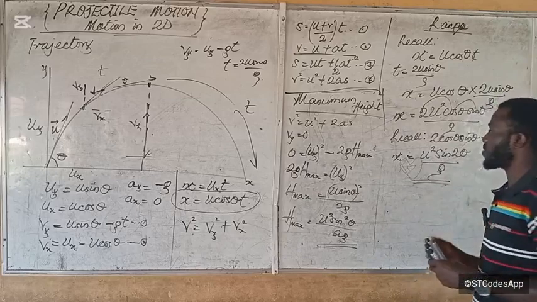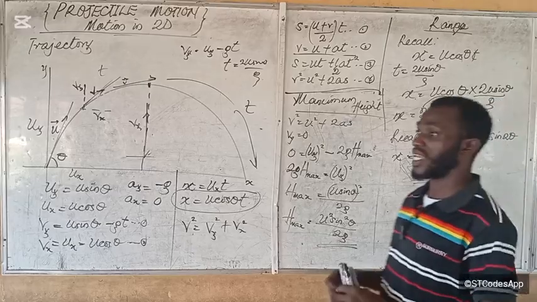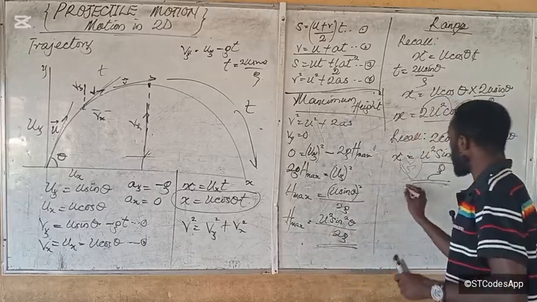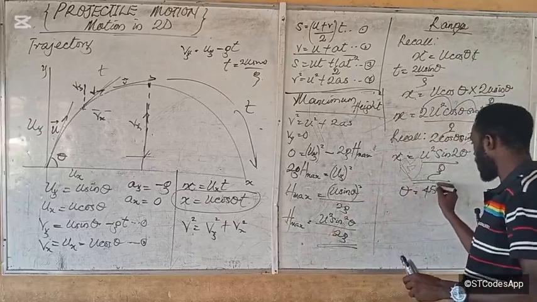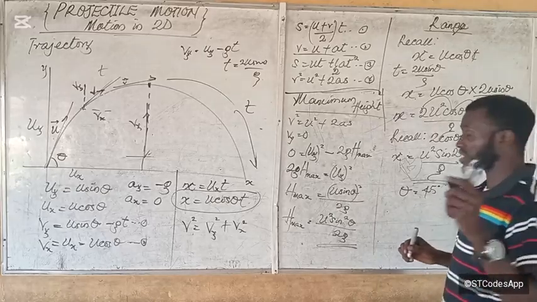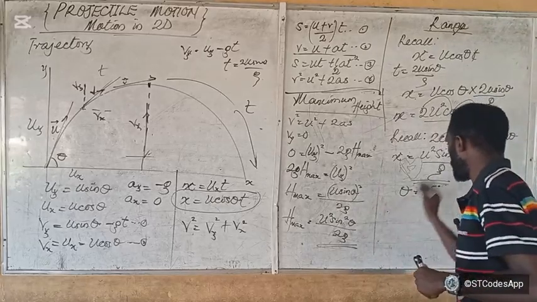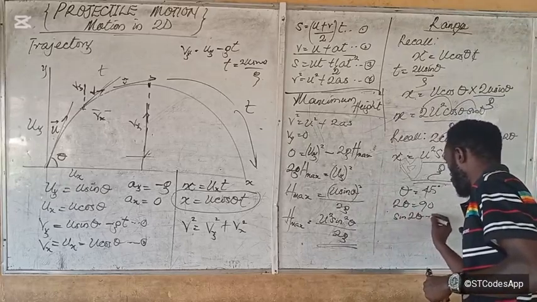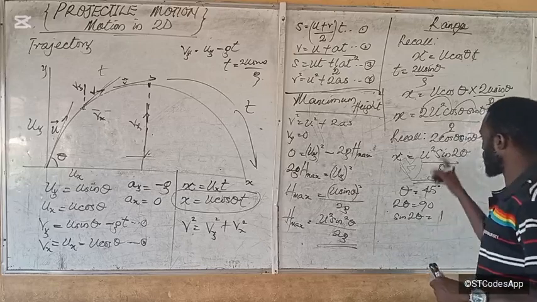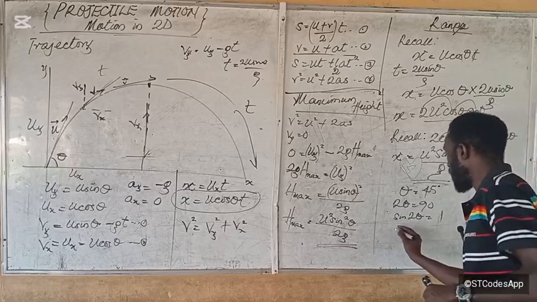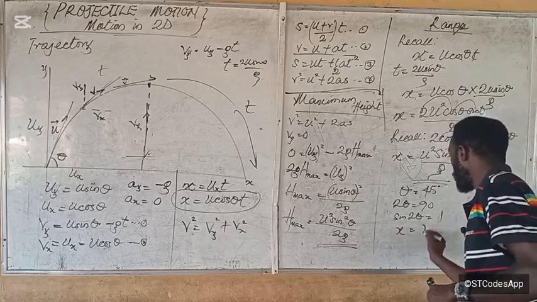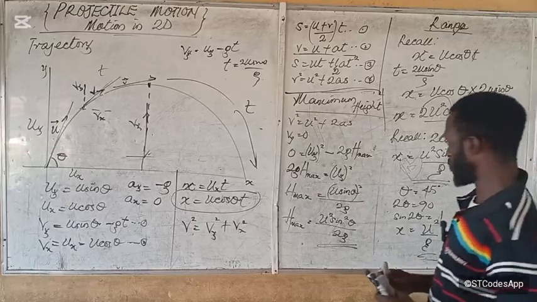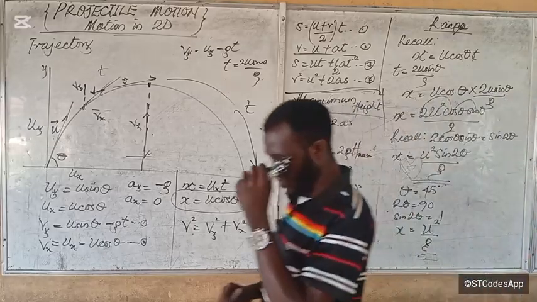So this is going to be the formula for maximum range. Now the range is actually maximum only where theta is projected at 45 degrees. If theta is 45 degrees, 2 theta is going to be 90 degrees, and sine of 2 theta will be equal to 1. So at maximum range, you have that x equals u squared over g. That is the formula for maximum range.